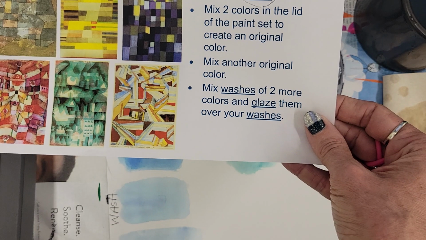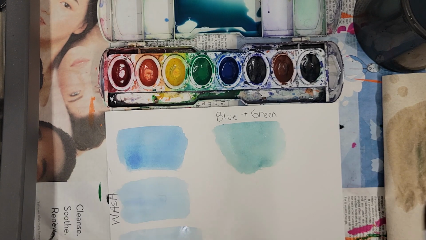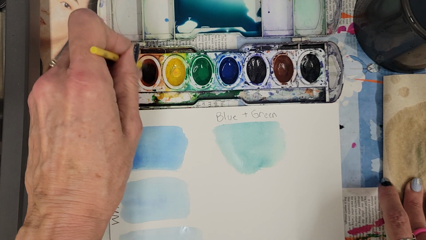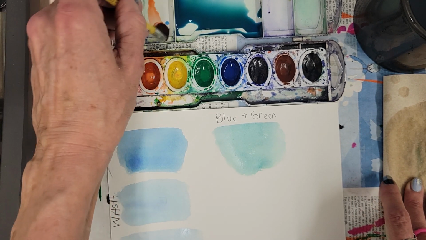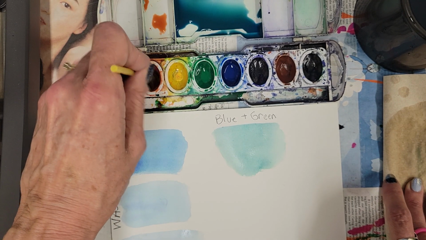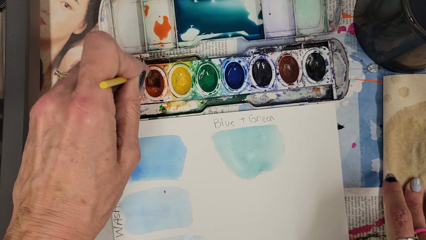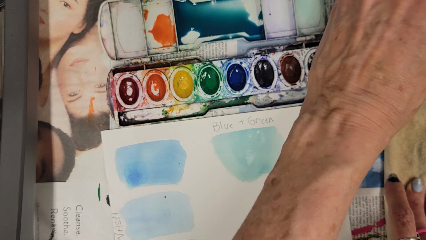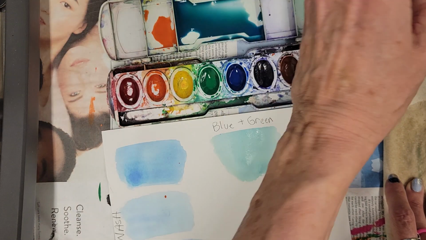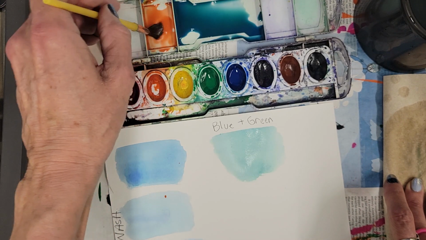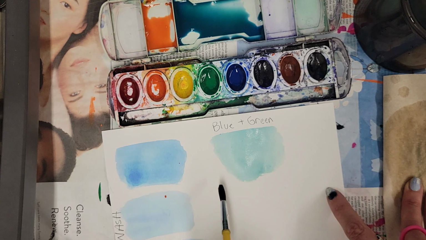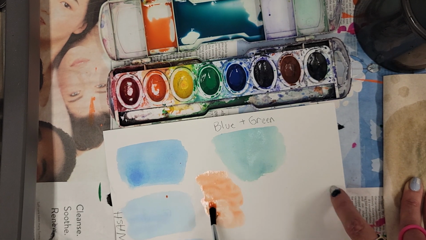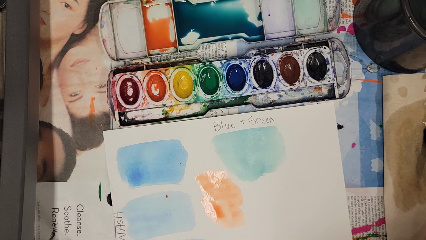I could try mixing another original color. Since I know I want to use orange in my painting, maybe I take a little bit of orange, I put it in a different section of my lid, I add a little drip of water. I could see what that looks like first. So that's just a wash of orange.